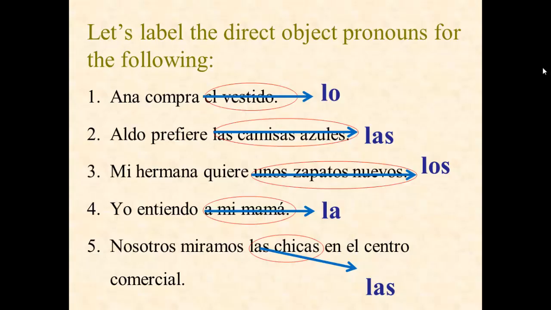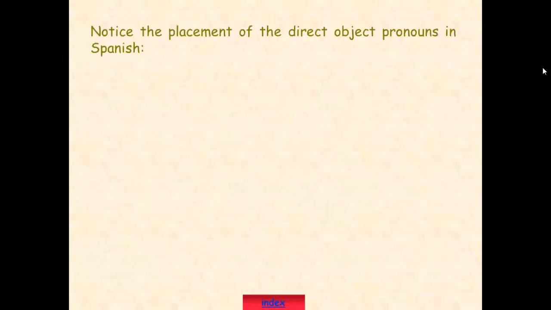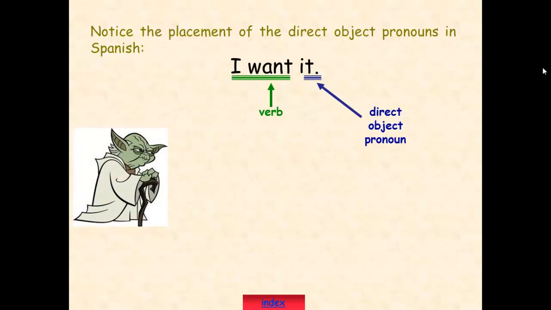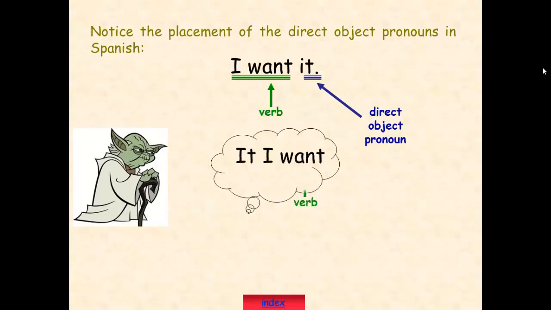We're looking at them. Now let's talk about the placement of direct object pronouns. First of all, in English, we say I want it, right? Want is my verb, and then it would be my direct object pronoun. Now in Spanish, it's a little bit different, and I like to put Yoda up here because Yoda speaks a little bit different for those of you that are Star Wars fans. So Yoda says, it I want. So your verb is after your direct object pronoun. So it's opposite of what we do in English.